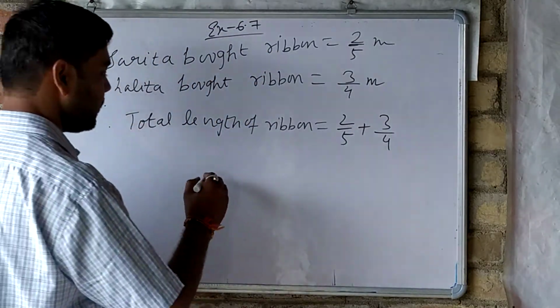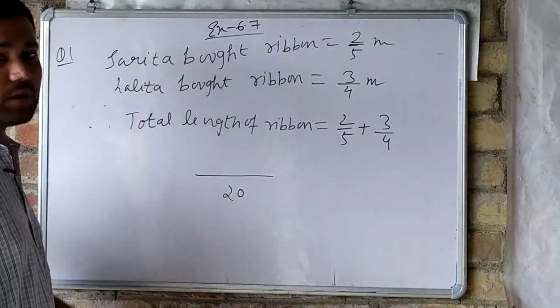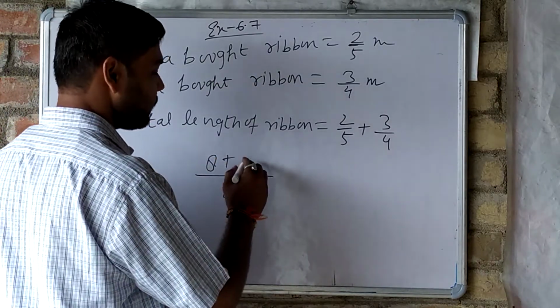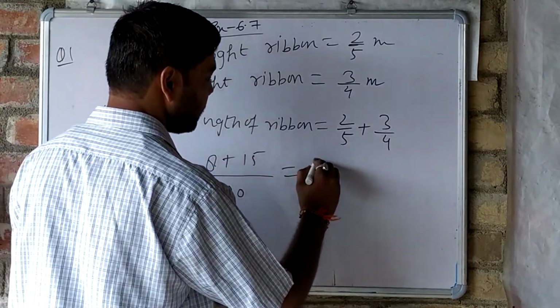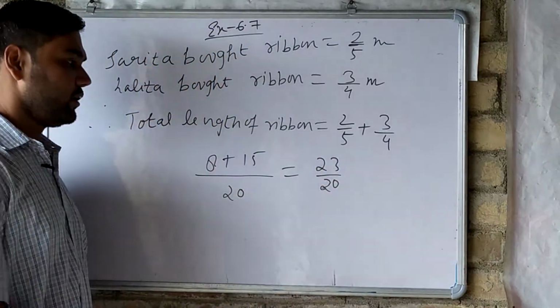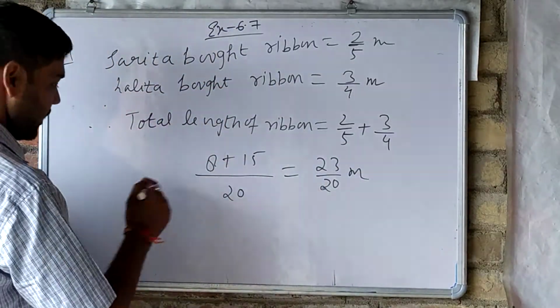Now what will we do? We will do addition. We will take the LCM. LCM of 5 and 4 will be 20. 5 4s are 20, 4 2s are 8. 4 5s are 20, 5 3s are 15. That is 23 by 20 meter. So this is the answer.